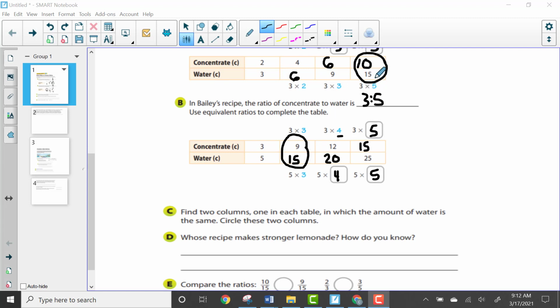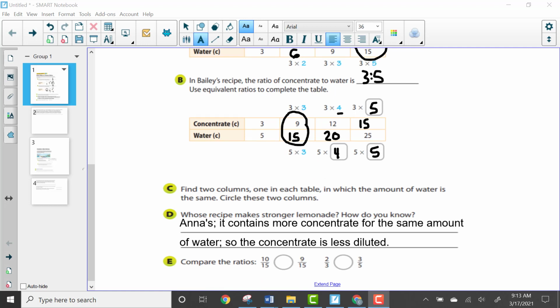So the question is, whose recipe makes stronger lemonade? What we can see here is that Anna has 10 cups of concentrate per 15 cups of water, and Bailey has 9 cups of concentrate per 15 cups of water. So what we can see is that Anna's recipe makes stronger lemonade. And you can even copy what I have here for letter D. Anna's contains more concentrate for the same amount of water. We can see here the same amount of water there. And so the concentrate is less diluted.